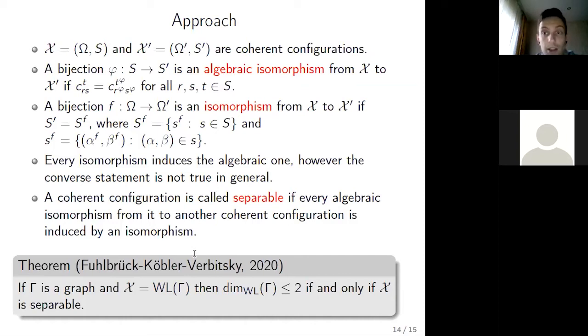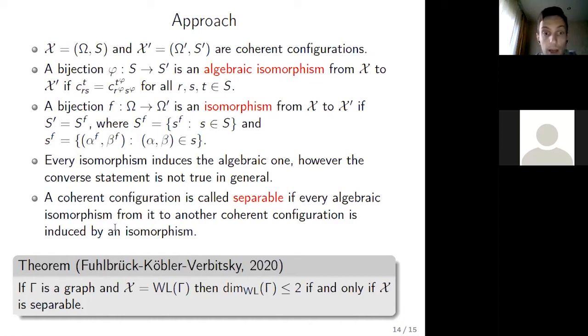Basis relations of X to basis relations of X prime. Every isomorphism induces an algebraic one. However, the converse statement is not true in general, and a coherent configuration is called separable if every algebraic isomorphism from it to another coherent configuration is induced by an isomorphism. So, in fact, for a separable coherent configuration, the converse statement holds.